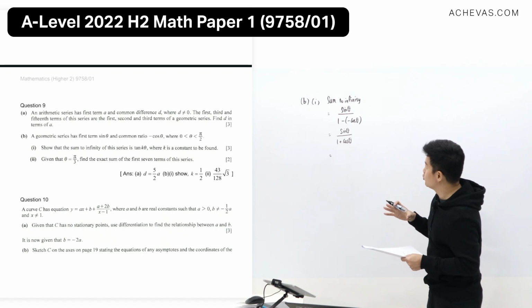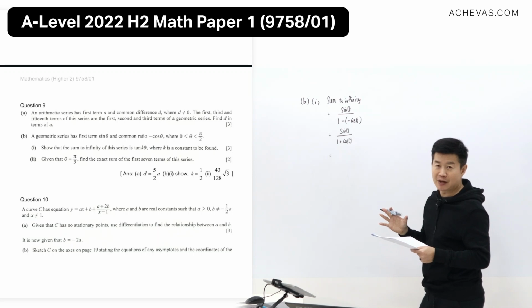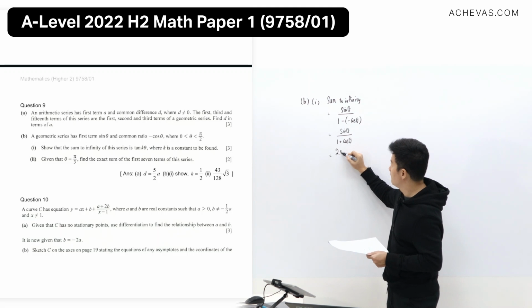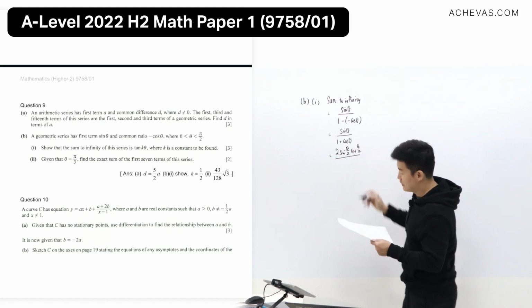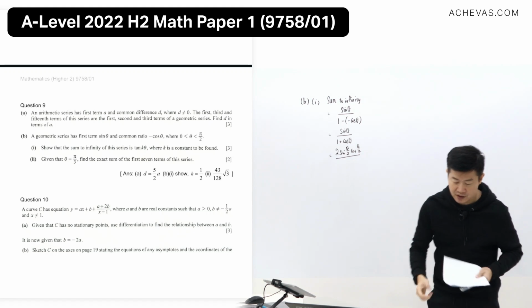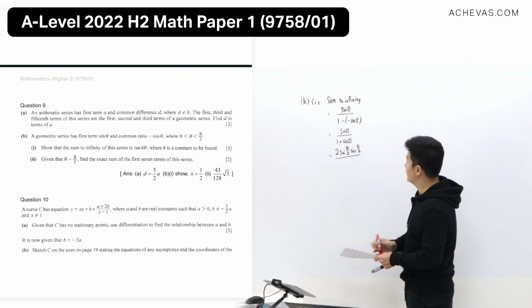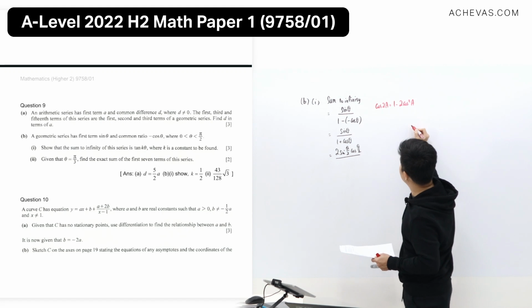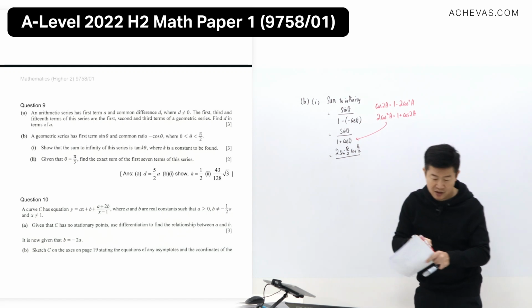So let's try to manipulate this a little bit by using some trigonometric identities. I'm going to try to change the numerator to 2 sine theta over 2 cosine theta over 2. As for the denominator, we are going to make use of the double angle formula for cosine, and what we have is cosine 2A is equal to 2 cosine squared A minus 1, which means that 2 cosine squared A is going to be 1 plus cosine 2A. So I'm going to apply that to the denominator over here.